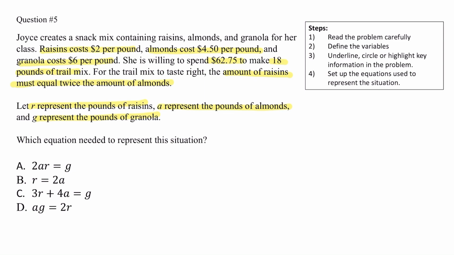So it says that she's willing to spend $62.75 to make 18 pounds of trail mix. So the total number of pounds is 18, right? So that means that R plus A plus G equals 18. And then the price per pound, we're going to add that in so that we have our total of $62.75.